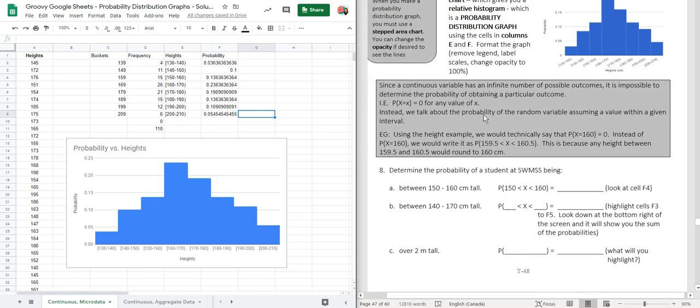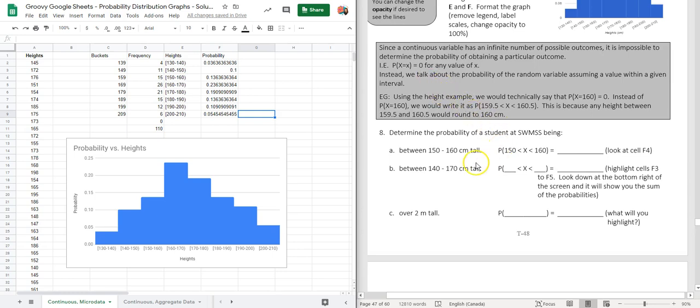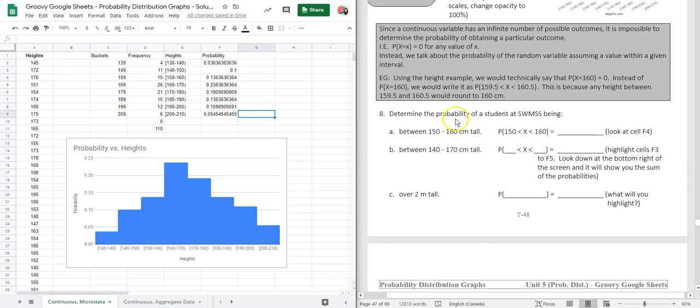So we almost always talk about probability, when it's continuous data, as being over ranges. So we wouldn't ask what's the probability of a person being 150 centimeters, because even though you could count how many people here are 150 centimeters, chances are they're actually not 150 centimeters. It's been rounded to 150 centimeters. So you can just take a look at these ranges to find out what's the probability that a person is between 150 to 160 centimeters.